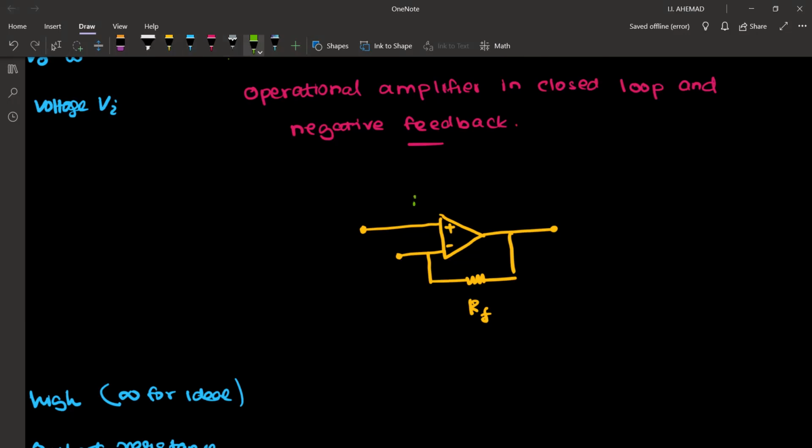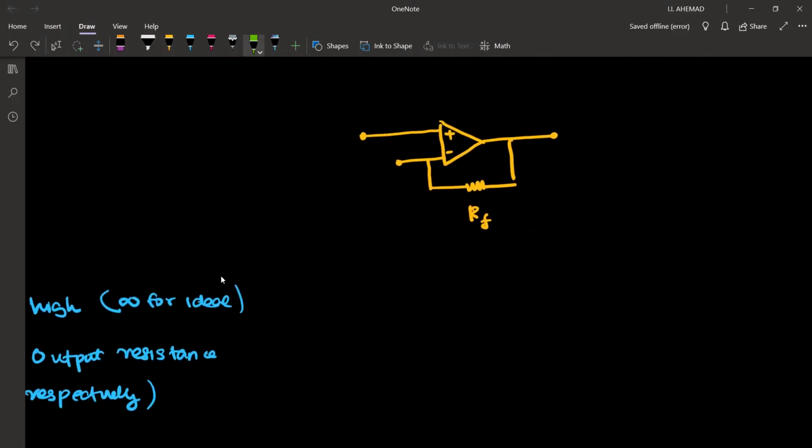In case we provided a feedback like this, how would we call this feedback on top? It will be positive feedback because we give the output back into the input of the positive terminal. So here it's negative feedback. Therefore, using that resistor, we give the output back to the input of the negative terminal.